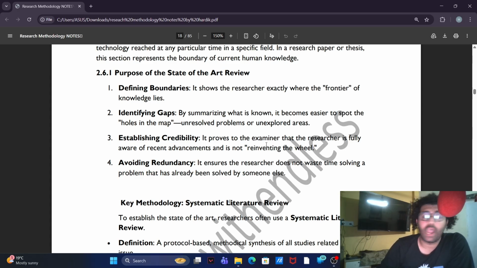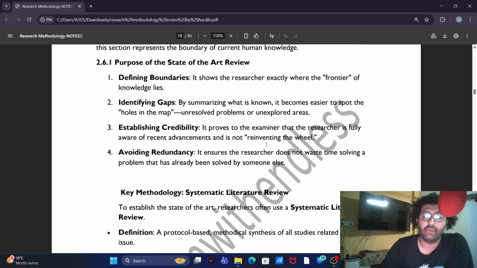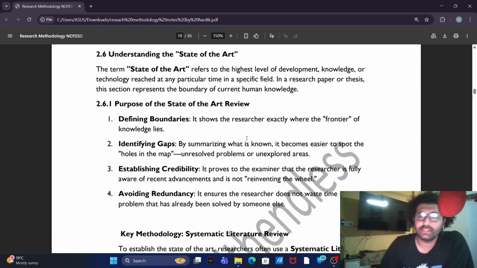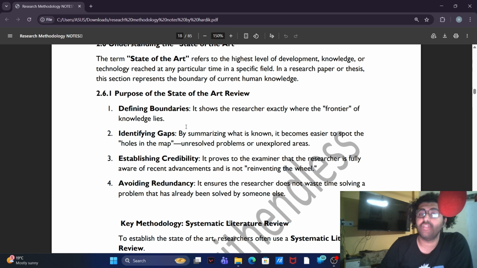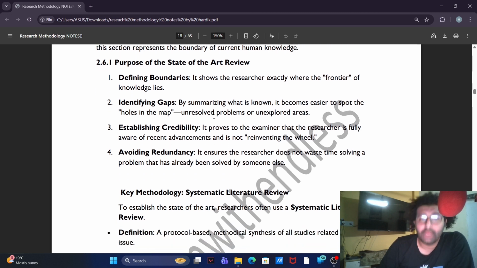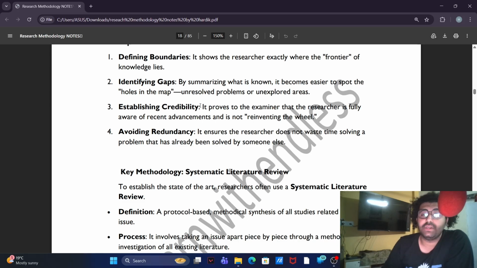Defining boundaries, identifying gaps, establishing credibility, avoiding redundancy. Let's discuss them one by one. Defining boundaries. It shows the researcher exactly where the frontier of the knowledge lies. Identifying gaps. By summarizing what is known, it becomes easier to spot the holes in the map, unresolved problems, or unexplored areas. Establishing credibility. It proves to the examiner that a researcher is fully aware of recent advancements and is not reinventing the wheel. Avoiding redundancy. It ensures the researcher does not waste time solving a problem that has already been solved by someone else.